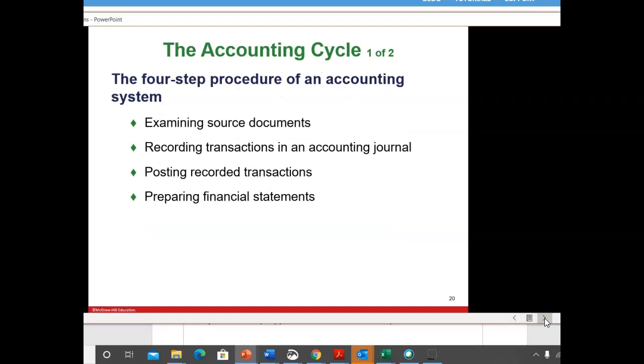So we continue to pick up the conversation about the accounting cycle. It's important that we spend a little bit of time on what this is. We have the 4-step procedure of an accounting system. Overall, it's about examining those documents, recording transactions in various journals, posting those transactions, and preparing the financial statements.